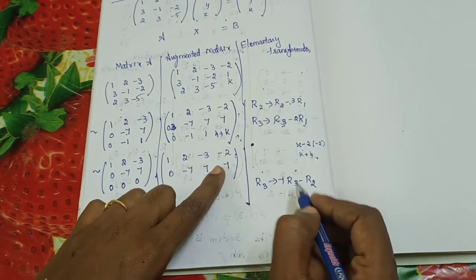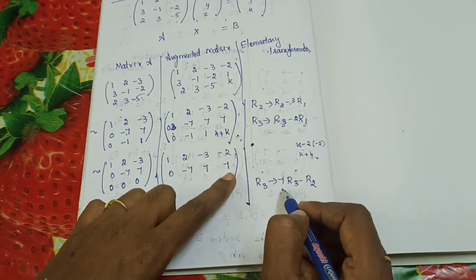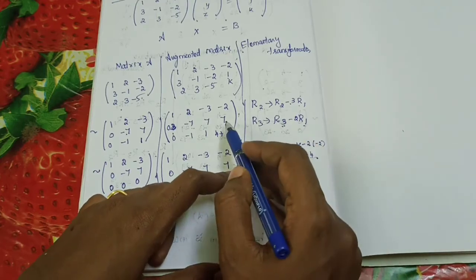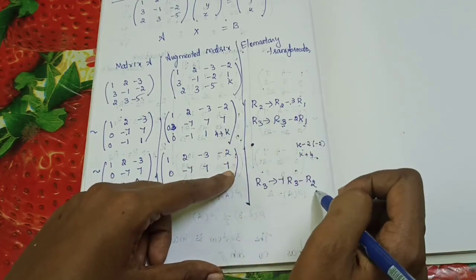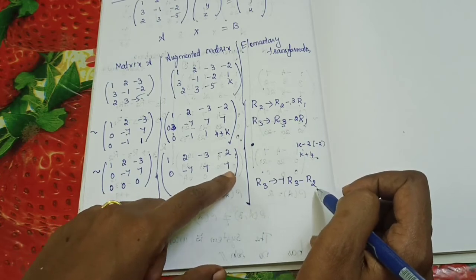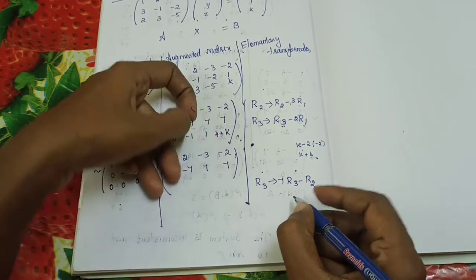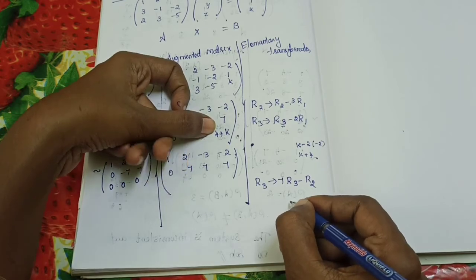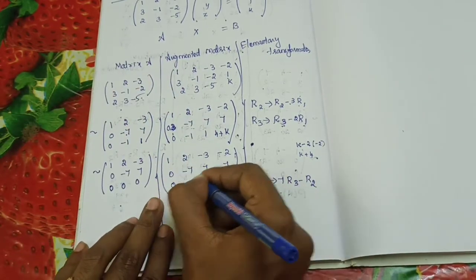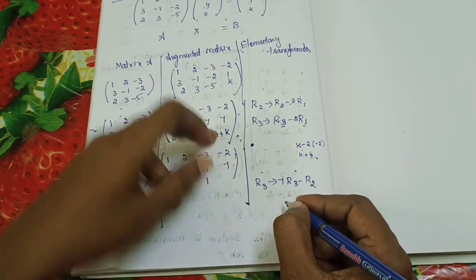Check it. 7 R3. That is 7 into R3. Is it right? 7 into R3 minus R2. Yes, 7 into R3. You need to do it correctly. 7 into R3 means what you need to do? That is 0 minus 1, 1. 7 into R3. This alone I am doing.